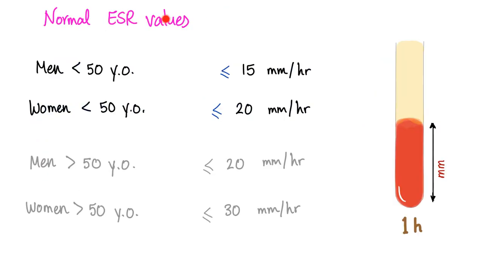What are the normal ESR values? If you are a man under 50 years old, the normal is 15 or less. If you're a woman less than 50 years old, it's 20 or less. Men more than 50, it's 20 or less. So the ESR increases as you get older, generally speaking. Women over 50, 30 or less.